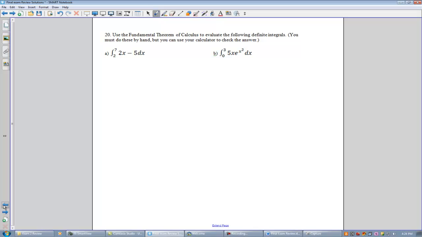So the next one, number 20, what do we need to do? Well, it says use the fundamental theorem of calculus to evaluate the following definite integrals. You must do these by hand, but you could use your calculator to check the answer. All right, so let's just do part A first.